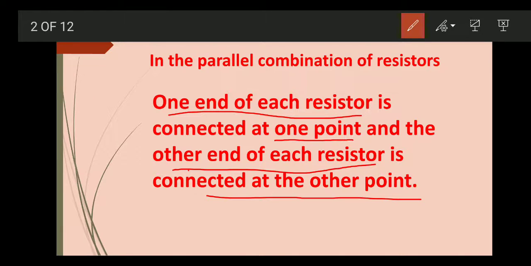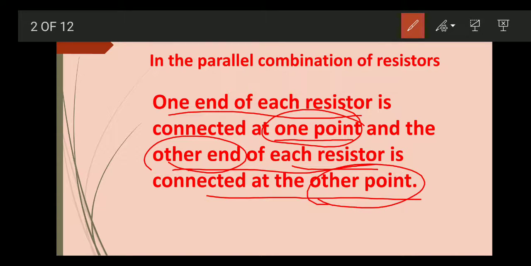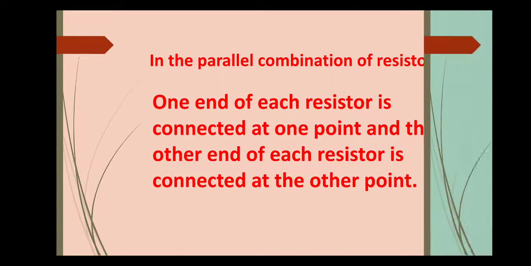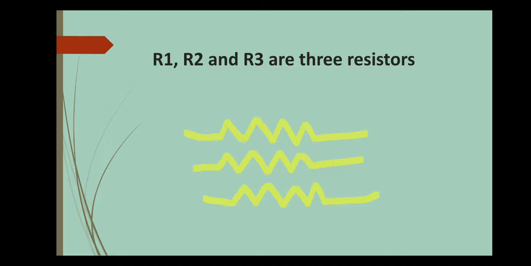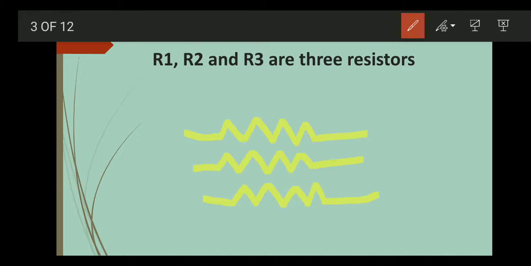What does it mean? It means all the resistors, one end of each resistor is connected to one point. हम लोग resistor के एक एंड को एक पॉइंट पे कनेक्ट करते हैं और उसी रेजिस्टर के दूसरे एंड को दूसरे पॉइंट पे कनेक्ट करते हैं. Let's see how, children. Suppose in this place R1, R2 and R3 are three resistors.